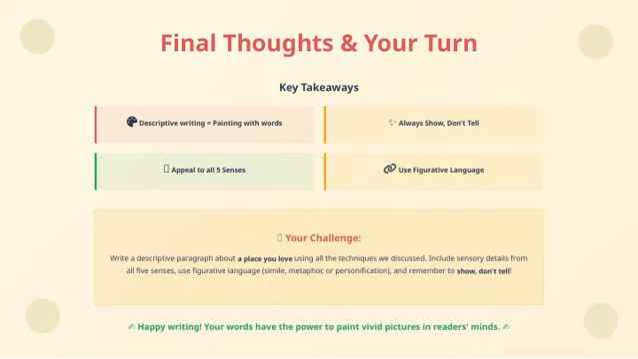Your challenge is to write a descriptive paragraph about a place you love, using all these techniques we've discussed. Include sensory details from all 5 senses, use figurative language, and focus on showing rather than telling. Remember, your words have the power to paint vivid pictures in readers' minds, so have fun with it.